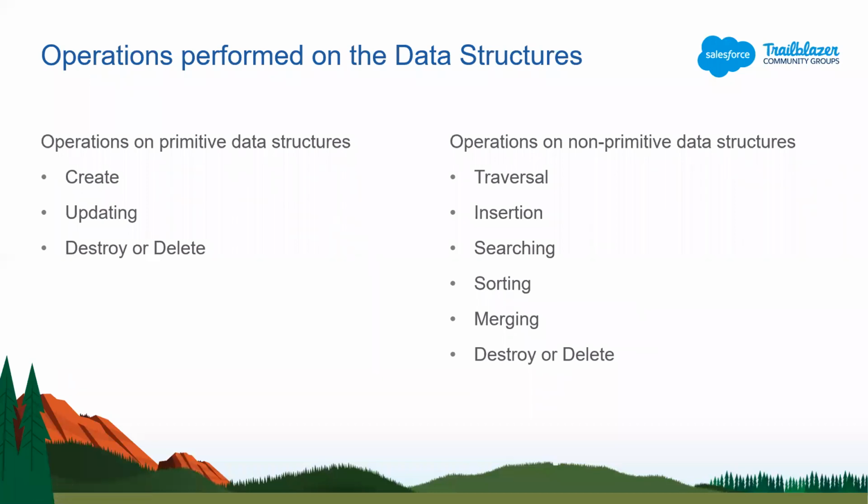which is arranging the data in some order, for example, ascending order or descending order. So we mainly do this in our daily use, sorting any data, merging two data structures, and then there comes destroying or deleting the data when there is no use of it. So these are some of the common operations we perform on the data structures.